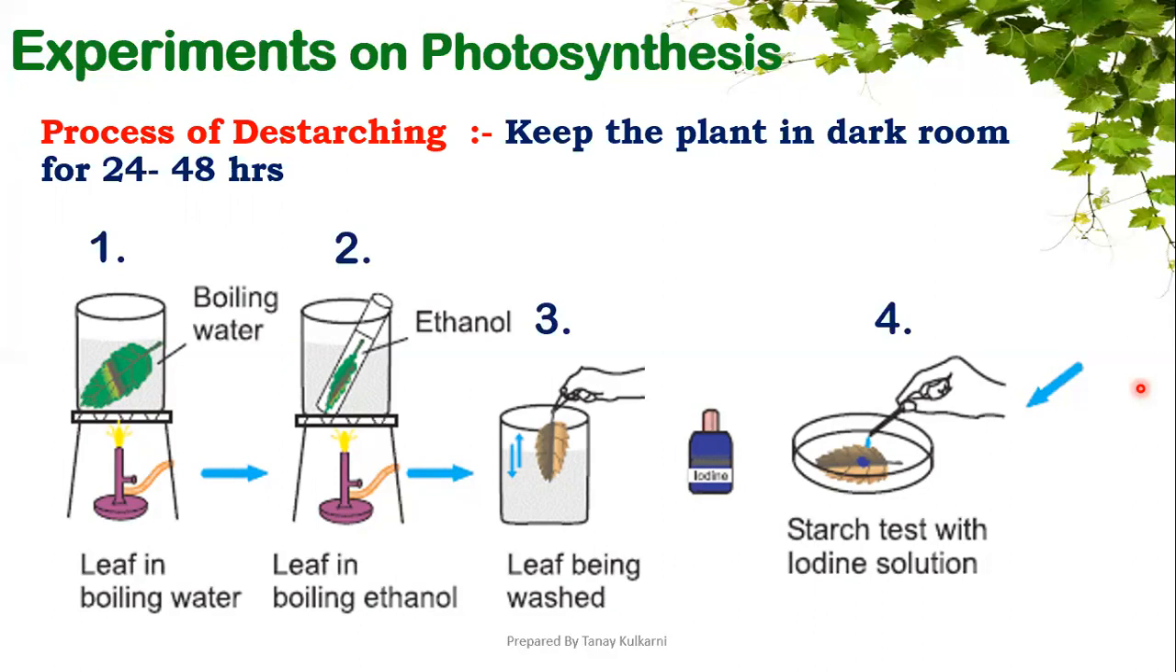We have to follow these 4 steps. Step number 1, dip the leaf in boiling water for a minute so that it will kill the cells.